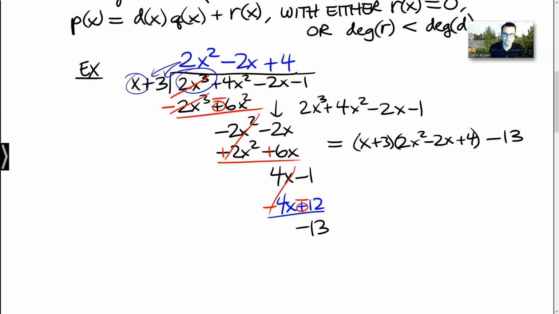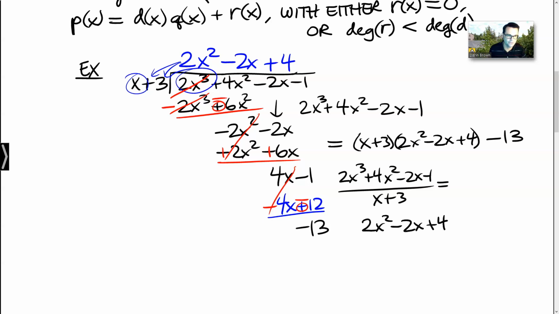But you could write this equivalently as 2x cubed plus 4x squared minus 2x minus 1 divided by x plus 3 is equal to 2x squared minus 2x plus 4 minus 13 over x plus 3. See the difference between the two. They're basically saying the same thing, just in different forms. Often the second form is useful in calculus, when you have one polynomial over another, you want to long divide, you usually would want it in the second form, where you write the fraction as the quotient and then a remainder over something.